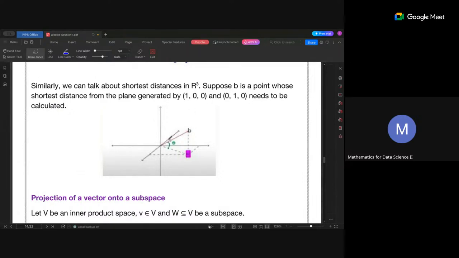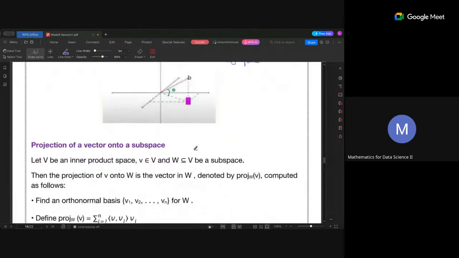Suppose B is a point, and we want its shortest distance from the plane generated by these two points. What is the plane generated by these two points? The XY plane. If you consider the XY plane, what is the shortest distance from the plane to this point? How do you calculate? Again, it is the projection of B onto this plane. Now, how do we do this?